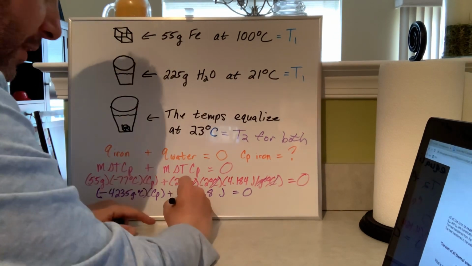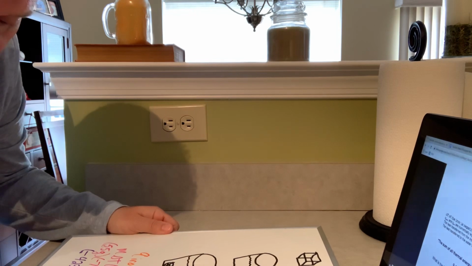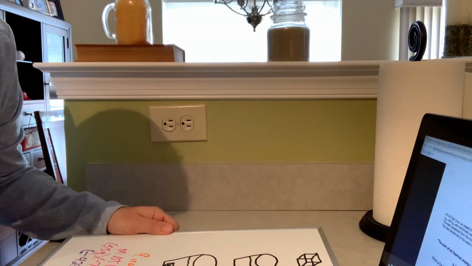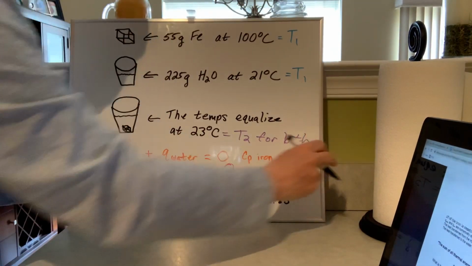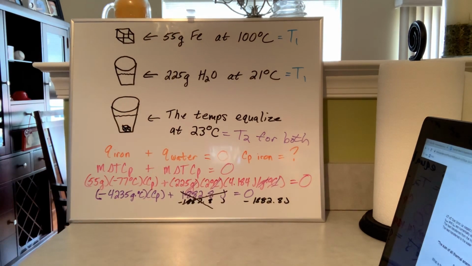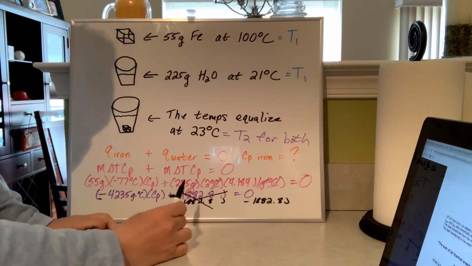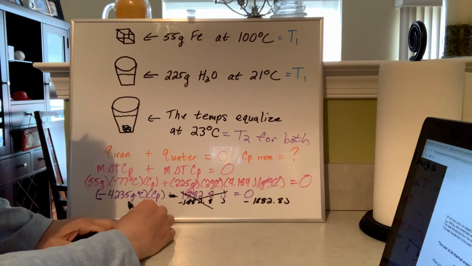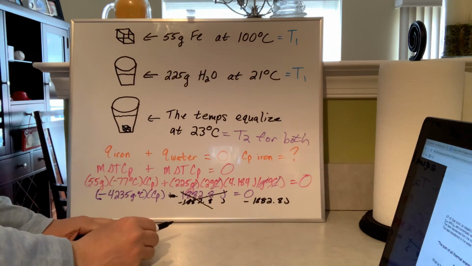All right, so let's do this. Let's subtract 1882.8 joules from both sides. So it's going to be a little bit small because I'm running out of room, but... All right, and what we'll do is this now completely goes away, right? Now we're left with, and we don't have the plus anymore because that's gone. So you got negative 4235 grams Celsius times CP equals negative 1882.8.